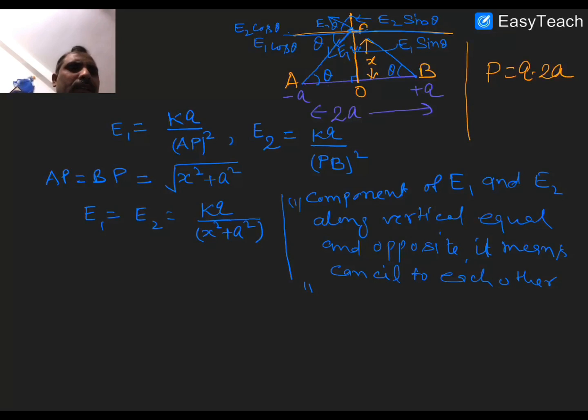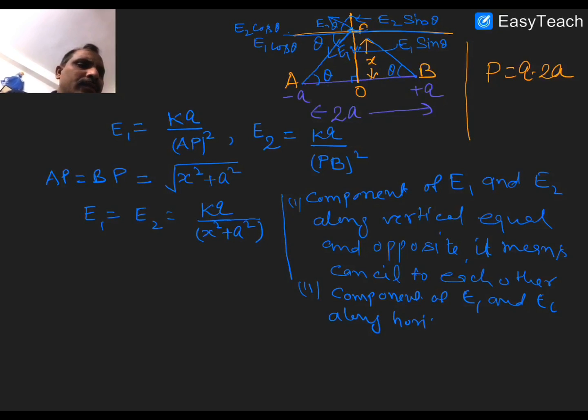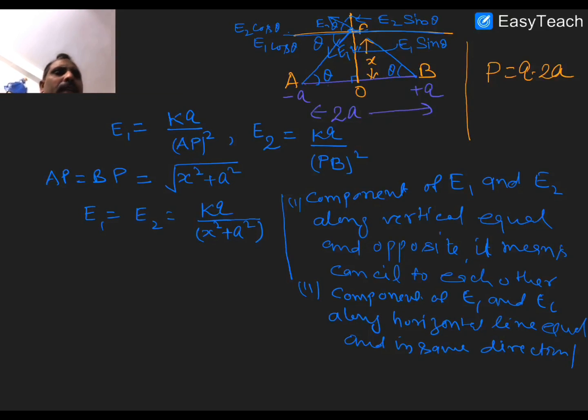Okay, and the second point: the electric fields E1 and E2 along the horizontal line are in the same direction. The components of E1 and E2 along the horizontal line are equal and in the same direction, so that E1 and E2 add up.